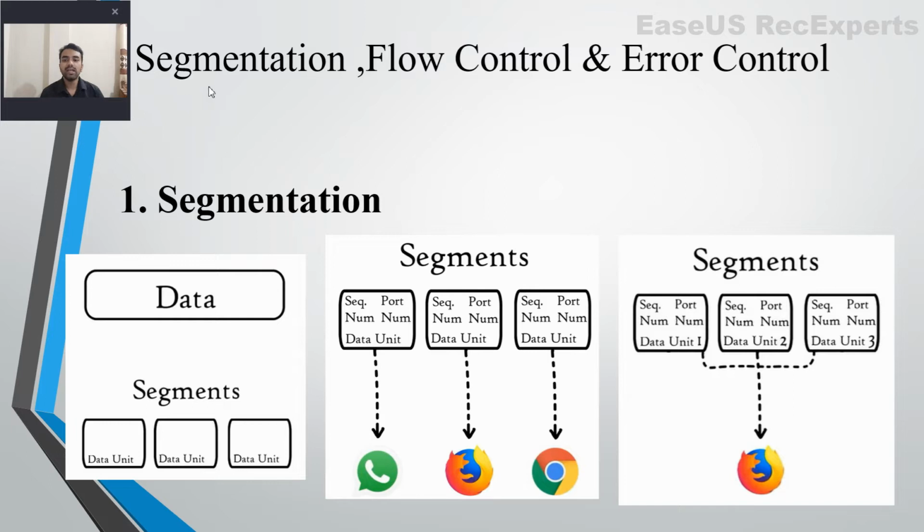The transport layer also does segmentation. What is data segmentation? Data are divided into different data units. That is called data segmentation. The data segmentation has two parts: the sequence number and the port number. The port number determines which application uses this data unit. The sequence number is used to rearrange the data for the application.